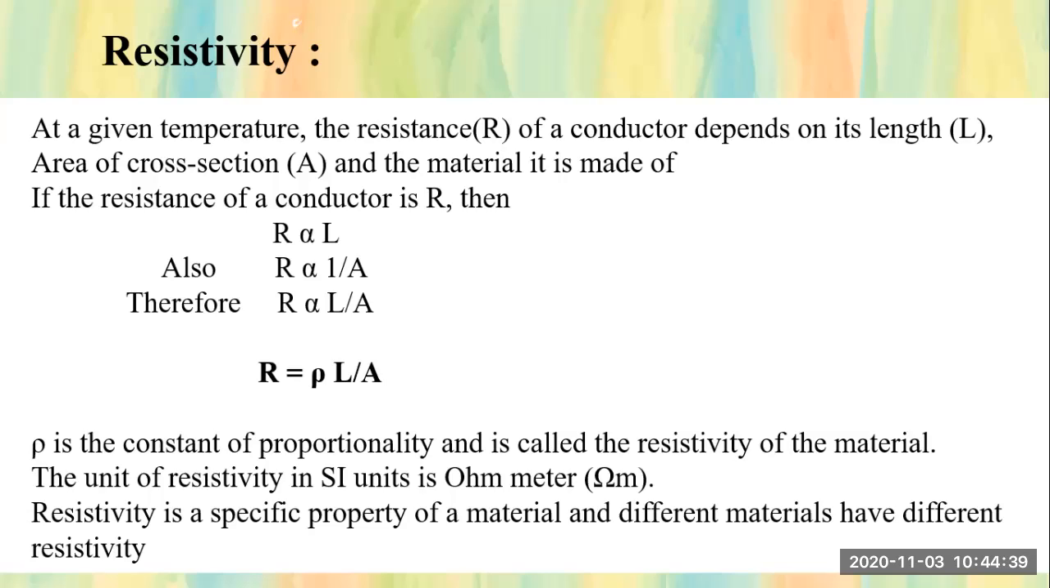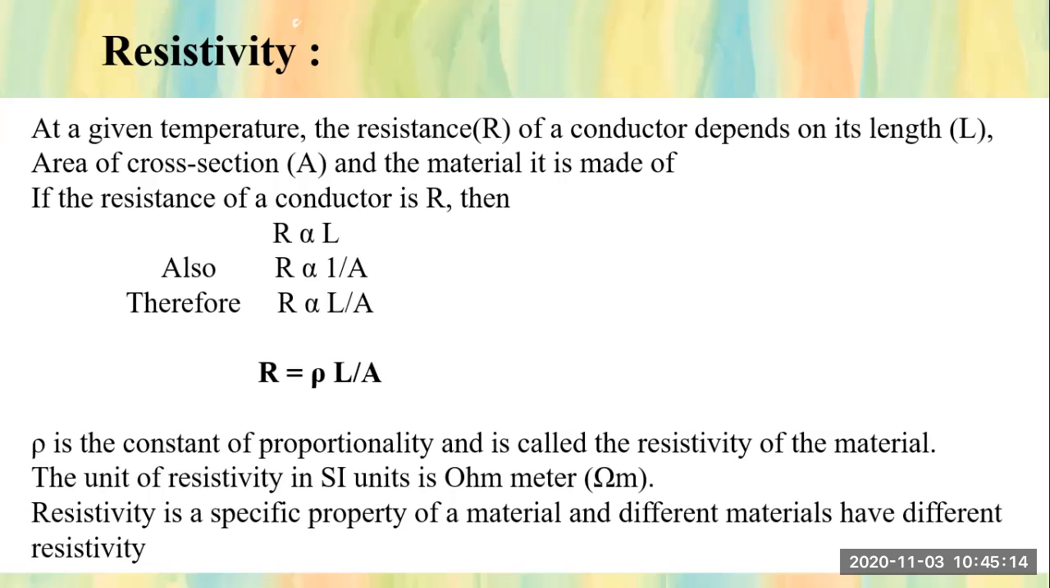but ohm meter. Now see, resistivity is a specific property of a material and different materials have different resistivity. We have taken some examples also, right? Copper, nichrome and diamond, they all have different resistivity. So it depends upon the material. The resistivity depends upon the material the conductor is made of. Hence different materials have different resistivity. Now this all is about the revision.